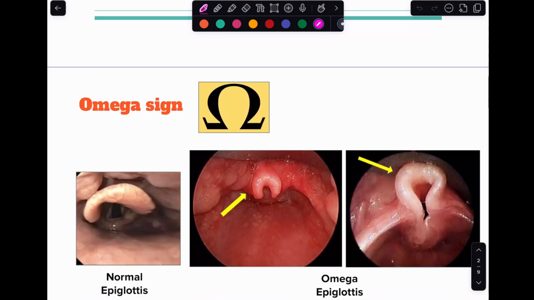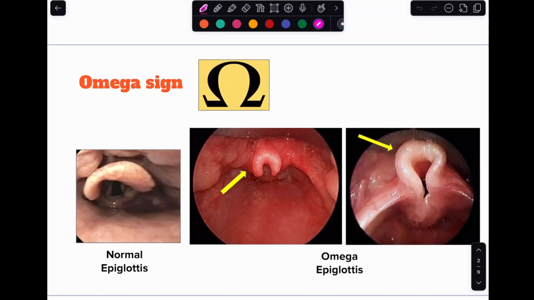Okay, so let's get started with our first sign, which is the omega sign. First, let's look at the first image here. This is what a normal epiglottis looks like, a leaf-shaped structure. Whereas in omega sign, we will be seeing that the epiglottis looks like the omega sign that we are seeing here. You can see how it is curled up inside. So omega sign is a clinical sign that we see on performing laryngoscopy.